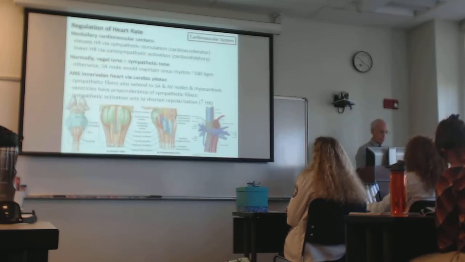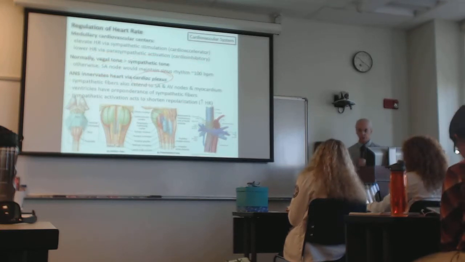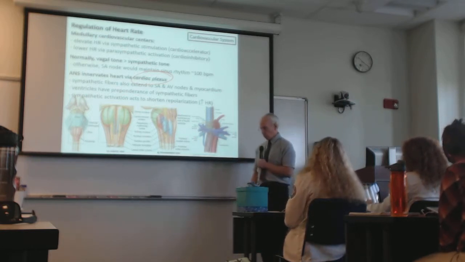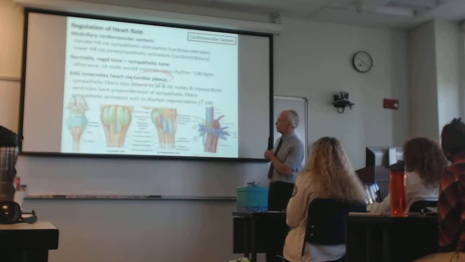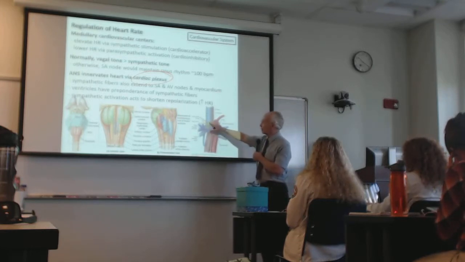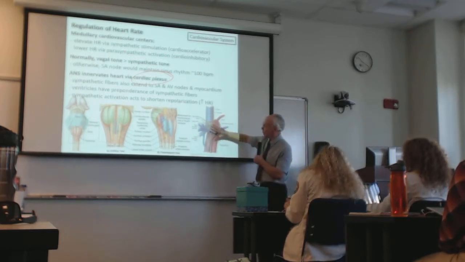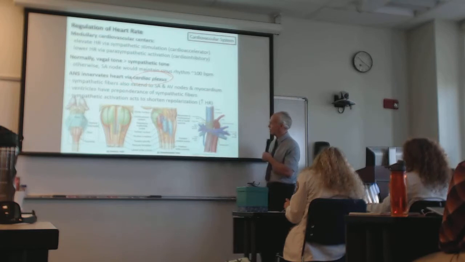And then this morning we also talked about the cardiac plexus. So you know that's that interwoven spider web of sympathetic and parasympathetic fibers that sort of wraps around the trachea and the primary bronchi there, but it also extends anteriorly and posteriorly.